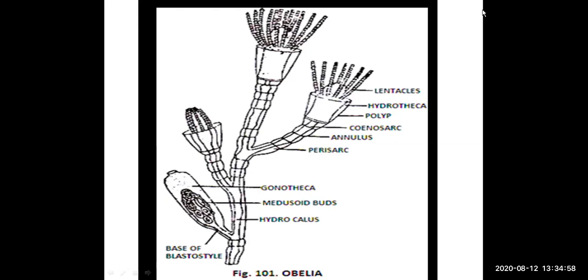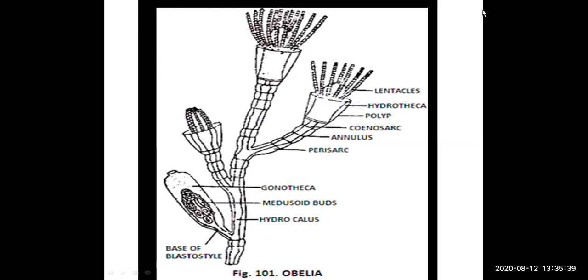It feeds on small worms, crustaceans, nematodes, etc. The polyps of a colony are concerned with nutrition. The tentacles capture the prey and it is passed into the gastrovascular cavity through the mouth. The gland cells of the ectoderm secrete digestive enzymes into the gastrovascular cavity.